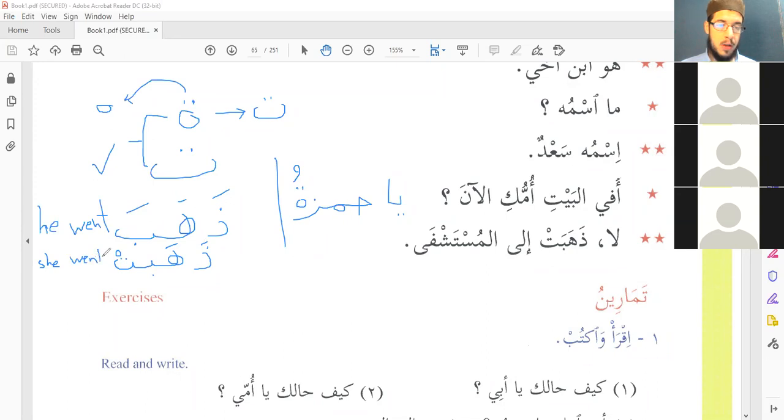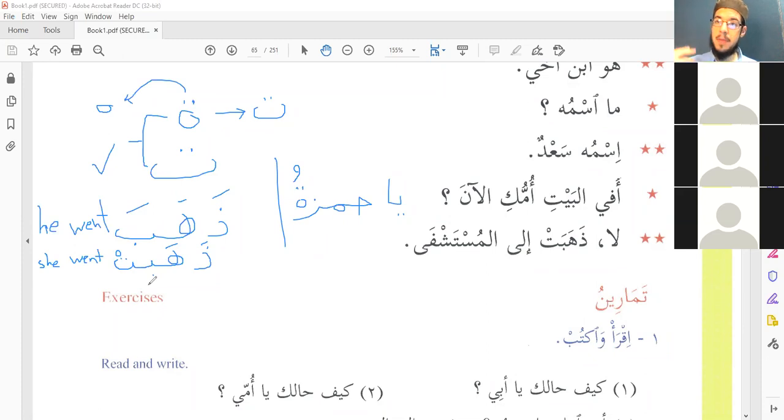Now, one could say, wait a second, the endings are changing. Isn't that the same thing as showing grammar? Isn't it the same as declination or i'rab? And the answer would be no, it's not. Because the definition of i'rab, or declining words in the Arabic language, is changing the endings of the words to reflect their grammatical case.